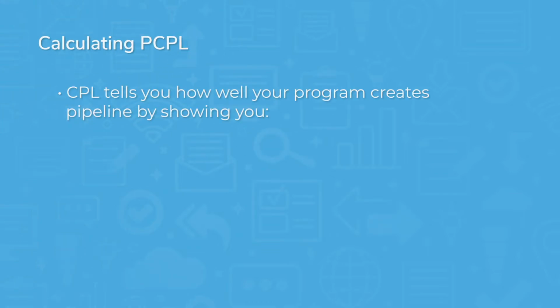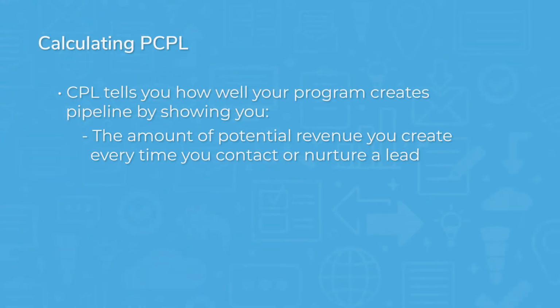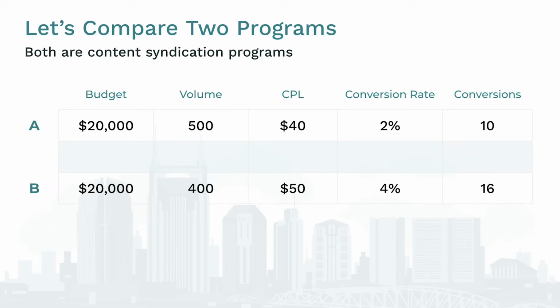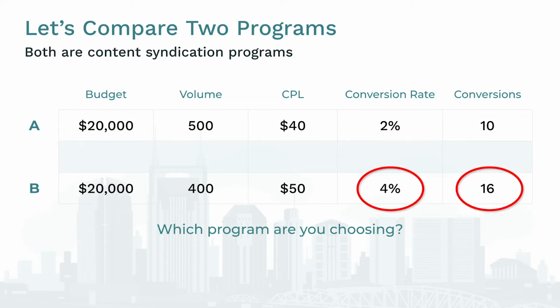PCPL is your advanced metric. It tells you how good your program is at creating pipeline by showing you the amount of potential revenue you create every time you contact or nurture a lead. Let's get started with 2 example content syndication programs. Looking at this information, you might say that program B looks better. It has the most conversions at 16 and the best conversion rate at 4%.